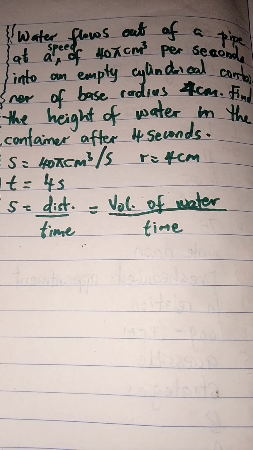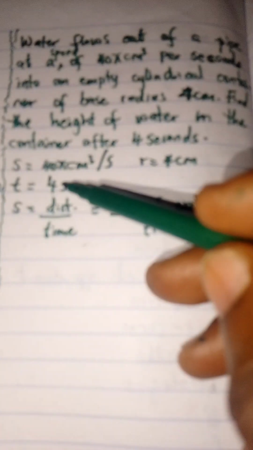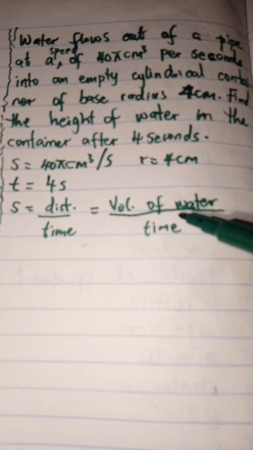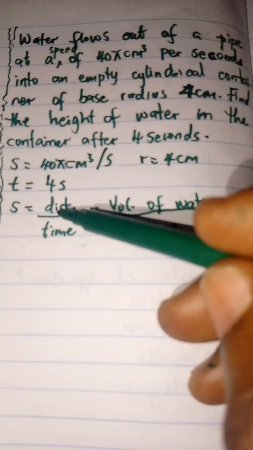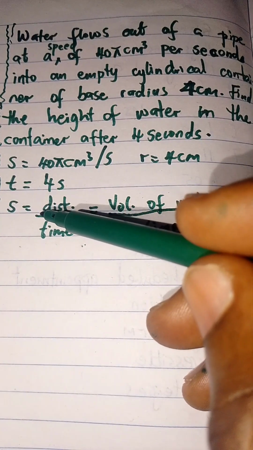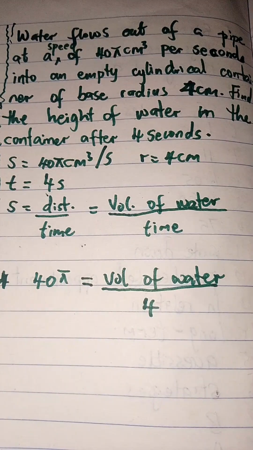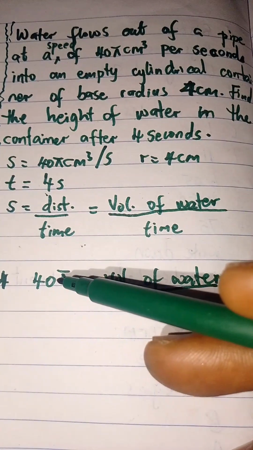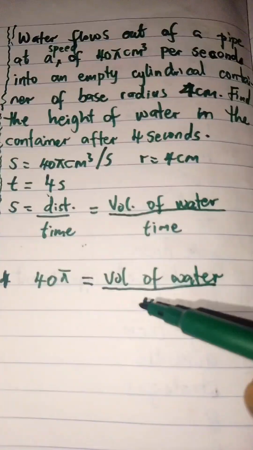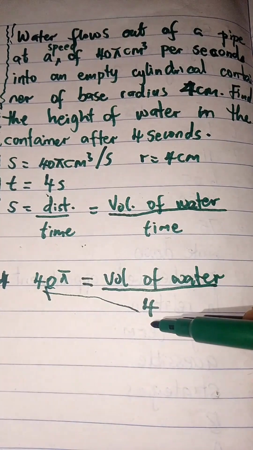We know that speed is distance all over time. It gives us the speed as 40 pi centimeter cube per second. Volume of water can replace the distance, because the distance we're talking about can be equated to the volume of water, all over time, 4 seconds. So since speed is given as 40 pi, we equate the whole thing and plug it into the formula. This becomes 4 times 40 pi, which goes to 160 pi as volume of water.